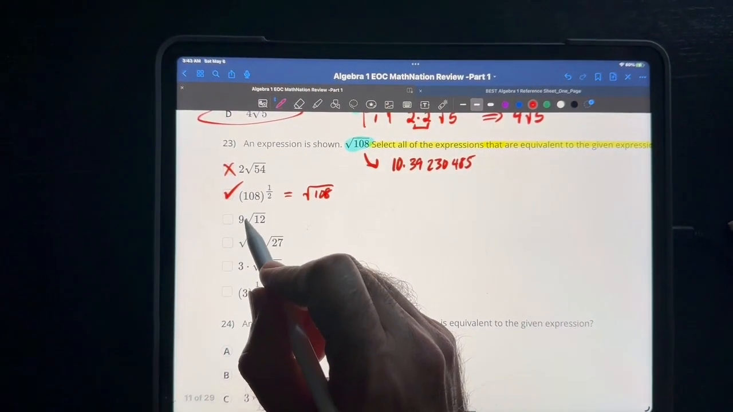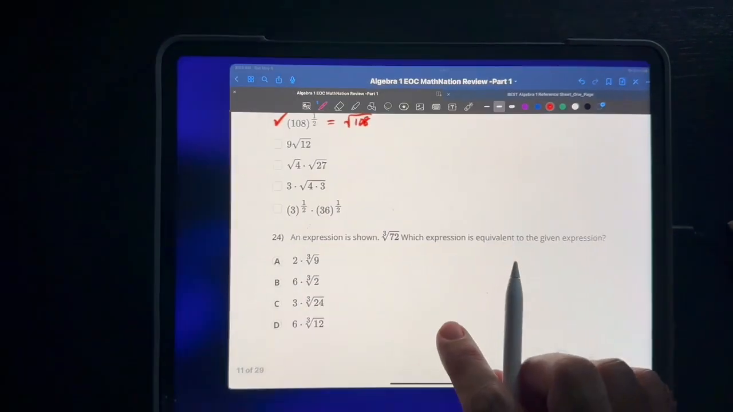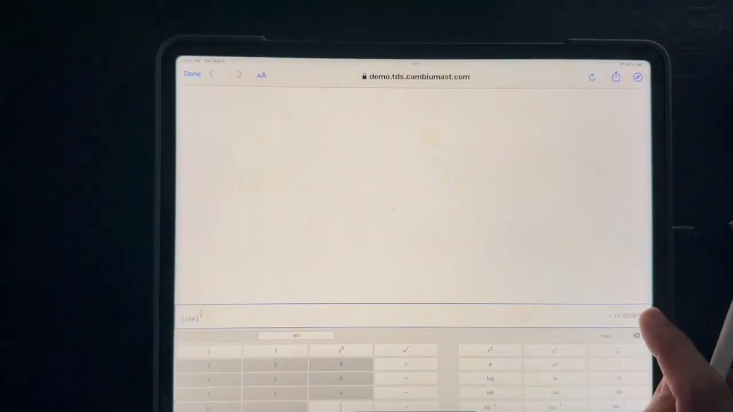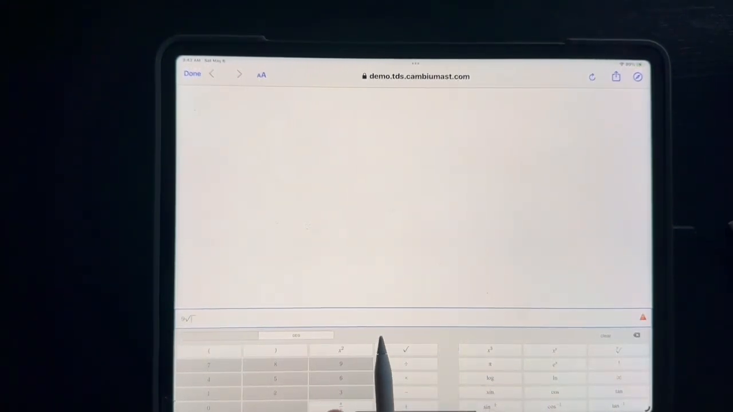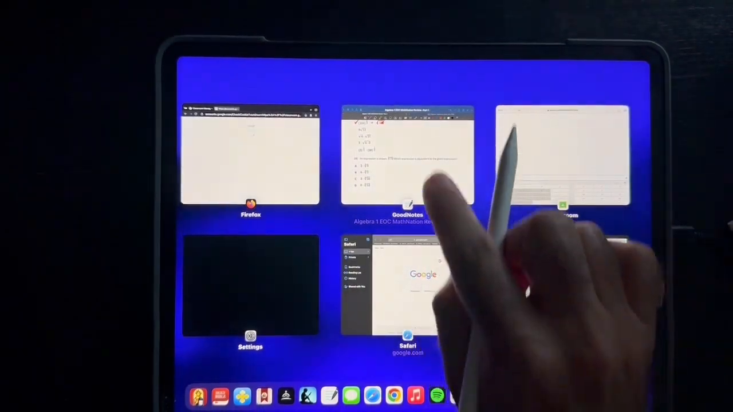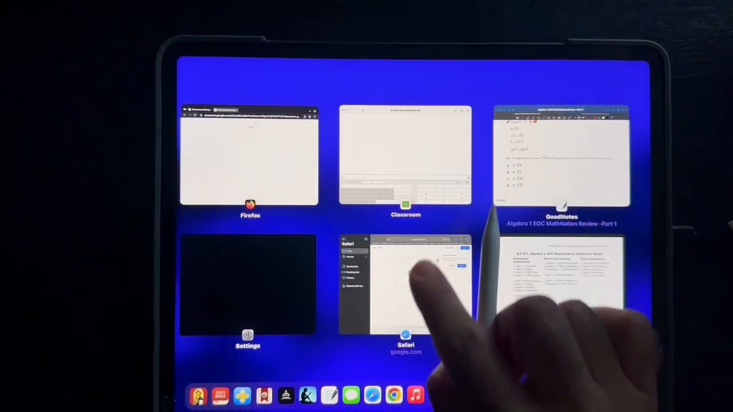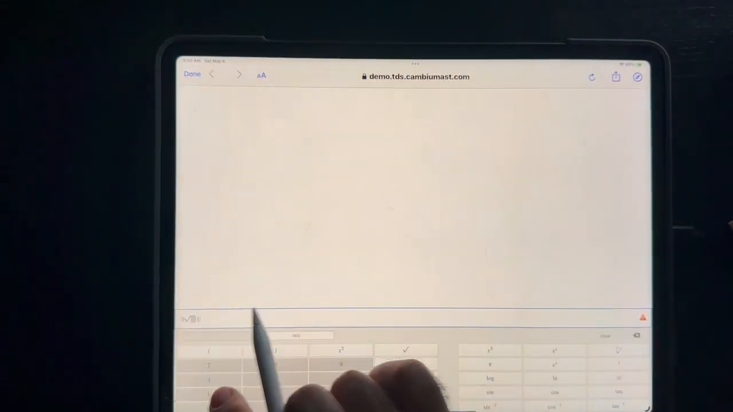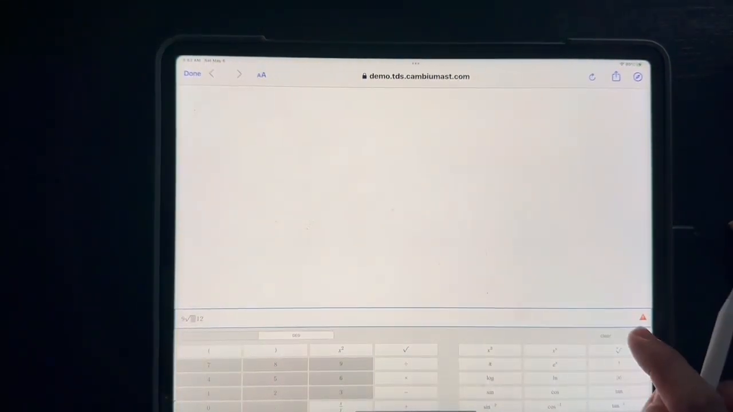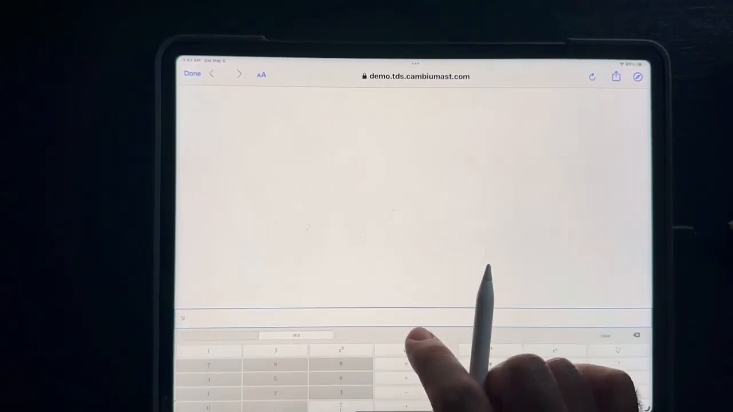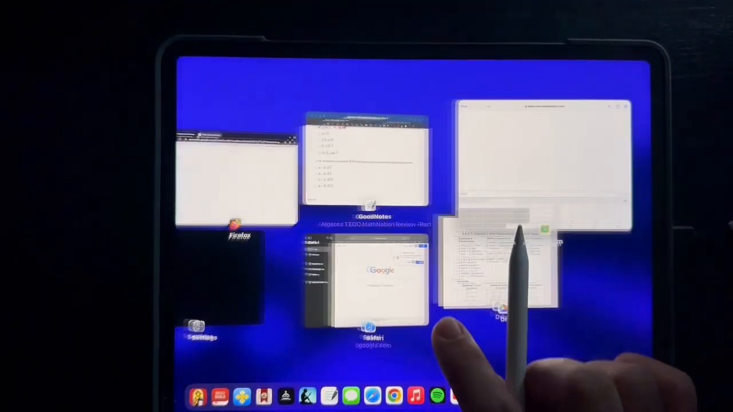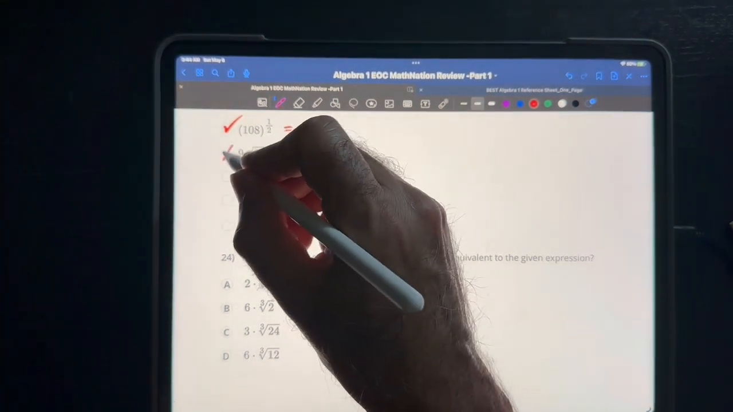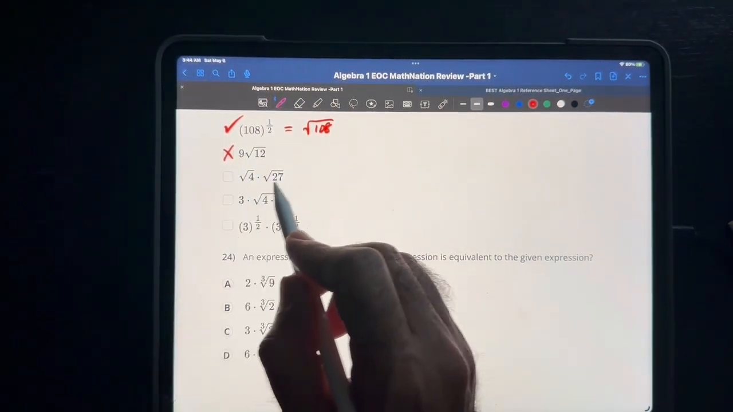All right, let's check 9 square root of 12. Okay, so we go back to the calculator. We're going to clear this. Put 9 square root of, what was it? I forgot already. 12, my bad. Square root of 12. So 9 times the square root of 12. Oops, I got to be inside that thing here. Square root of 12. And guess what? That's not the 10 point something I'm looking for. So that is not part of my answer. Okay, so that's a fail. Boom. We're not taking that guy. Then we're going to check this one.